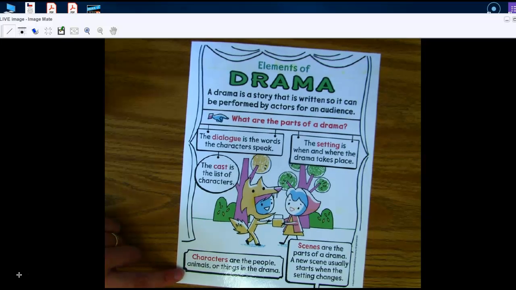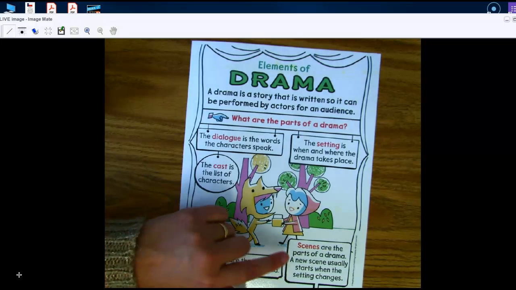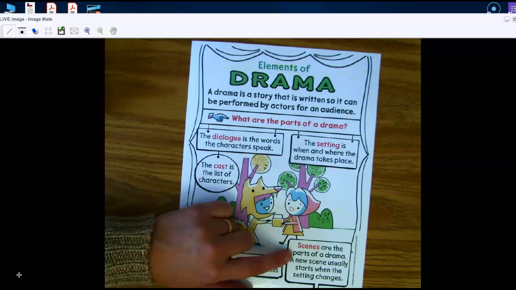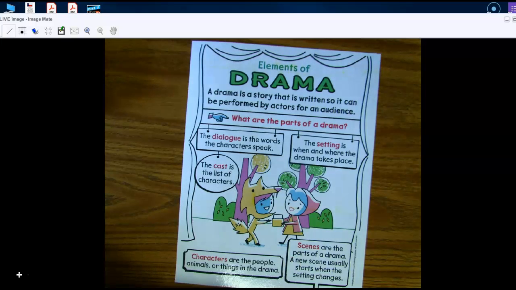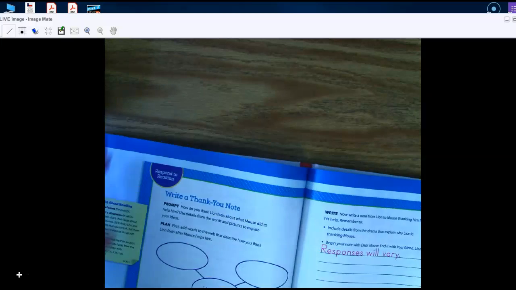So in these two dramas, they're all animals. The characters are animals. And scenes are the parts of a drama. A new scene usually starts when the setting changes. So anytime the setting changes, there's a new scene. So I want you to get out your reading books, and I want you to turn to A Lion and a Mouse.